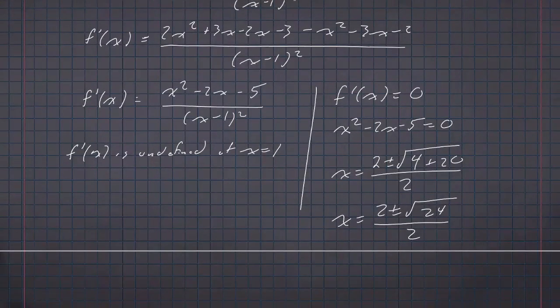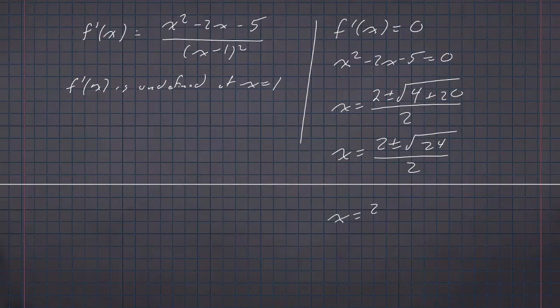Right, square root of 24 does reduce. There's a common factor of 4, which is a perfect square. So this is 2 plus or minus 2 square root of 6 all over 2. And then simplifying that fraction, I get that x is 1 plus or minus the square root of 6. Square root of 6 is somewhere between 2, the square root of 4, and 3, or the square root of 9. Which is good enough for our purposes. So 1 plus square root of 6 is somewhere between 3 and 4, and 1 minus square root of 6 is somewhere between negative 1 and negative 2.